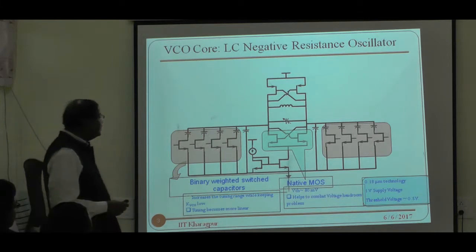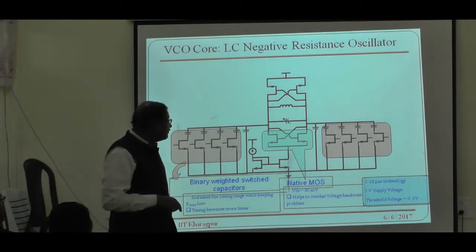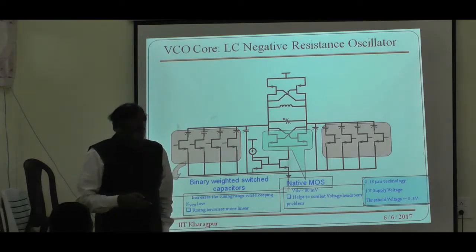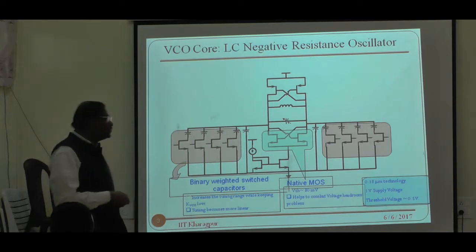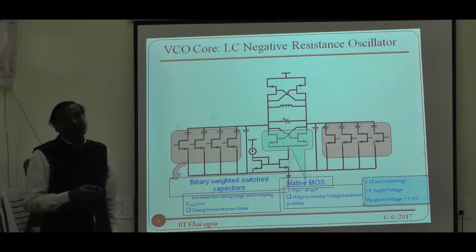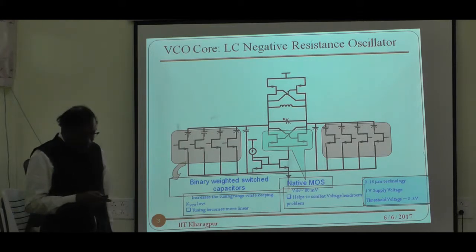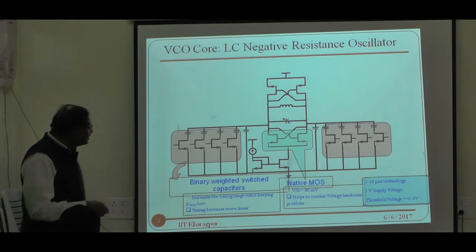Now these low threshold voltage transistors are available in your Cadence or in your PDK file, known as the native MOS. Those native MOS can have a threshold voltage of around 0 volt, in this case 80 millivolt. So you can make use of that native MOS to circumvent the problem of voltage headroom. Right? Further, everything comes with a price.